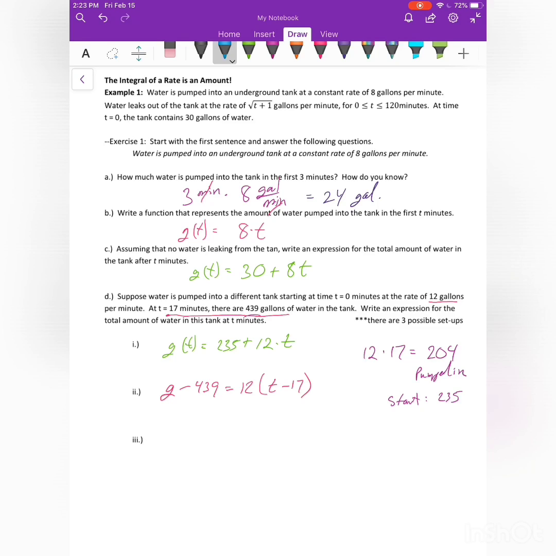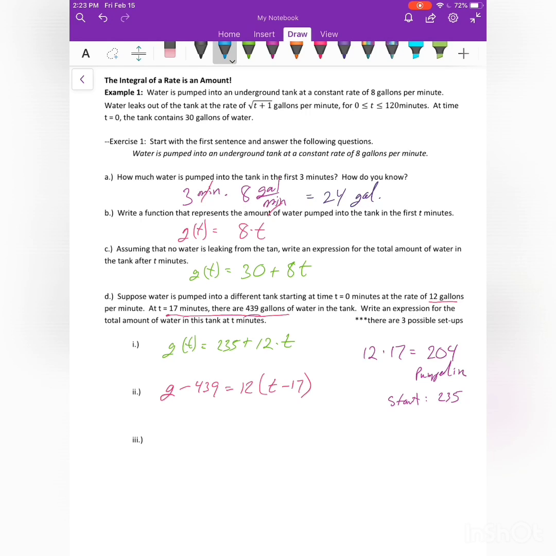When they give you a value to start with, you usually use that as your initial amount. So weirdly, they give you at time 17, there's 439. That's not really like a start, right? It's kind of like in the middle, but it is a value that they gave you. It's like an initial condition.